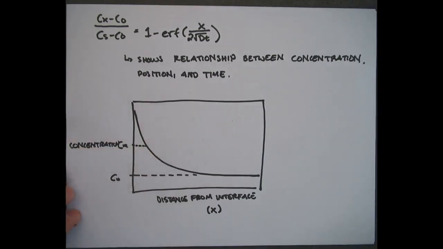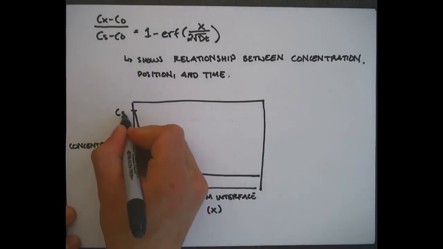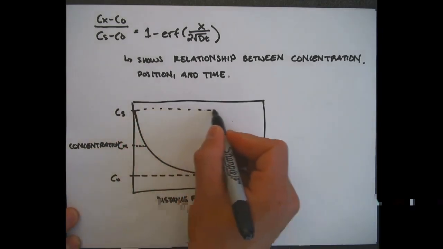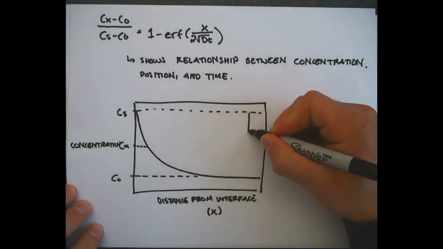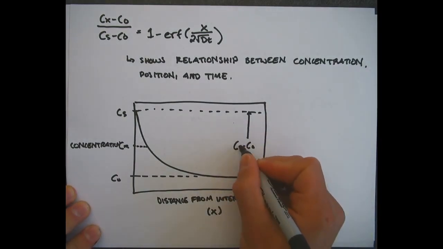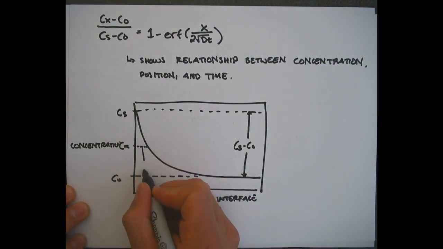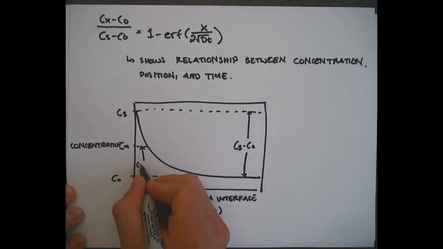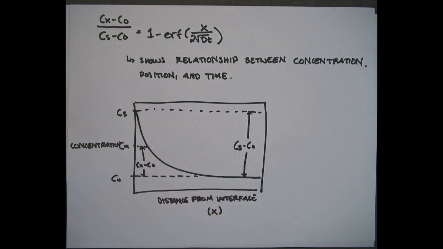Now, as you can see, the distance from the interface, when x is 0, we are at the interface, and that's our concentration on the surface. If we bring that line out and we compare the two values, what we get is C of s minus C of 0. That is our denominator. Now, we can see that the C of x minus C of 0, our numerator, is further to the left, but we can also see that at a certain distance x from the interface, we have another different concentration. We're going to look at an example problem now, right out of the Callister textbook.